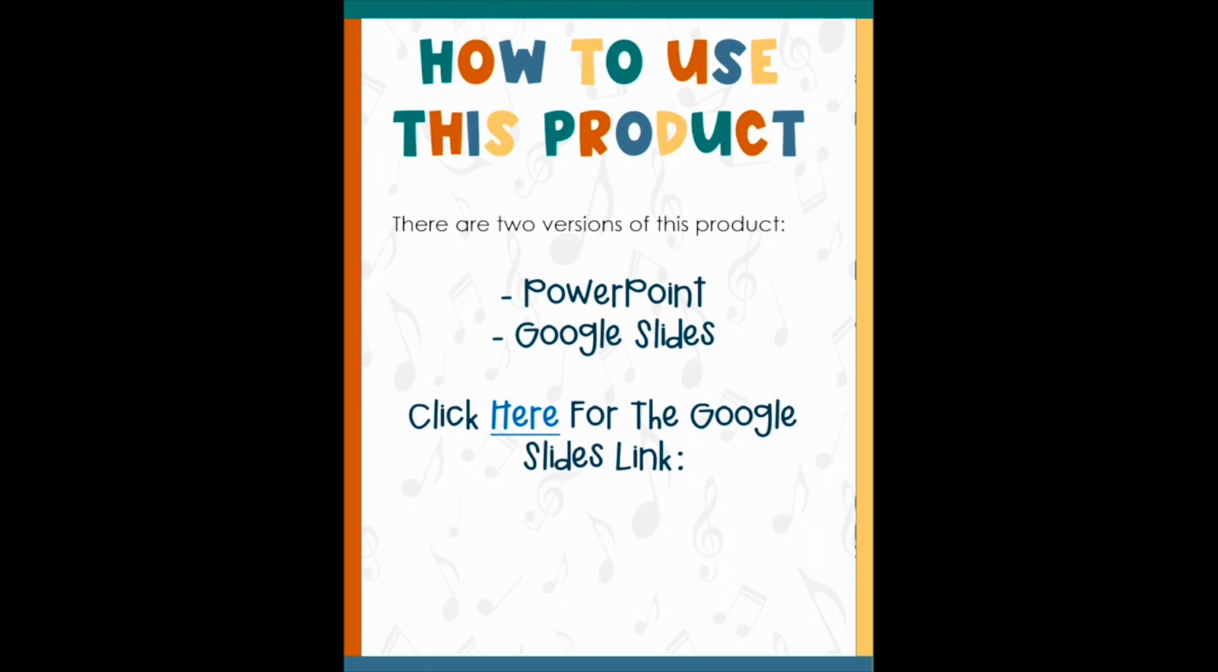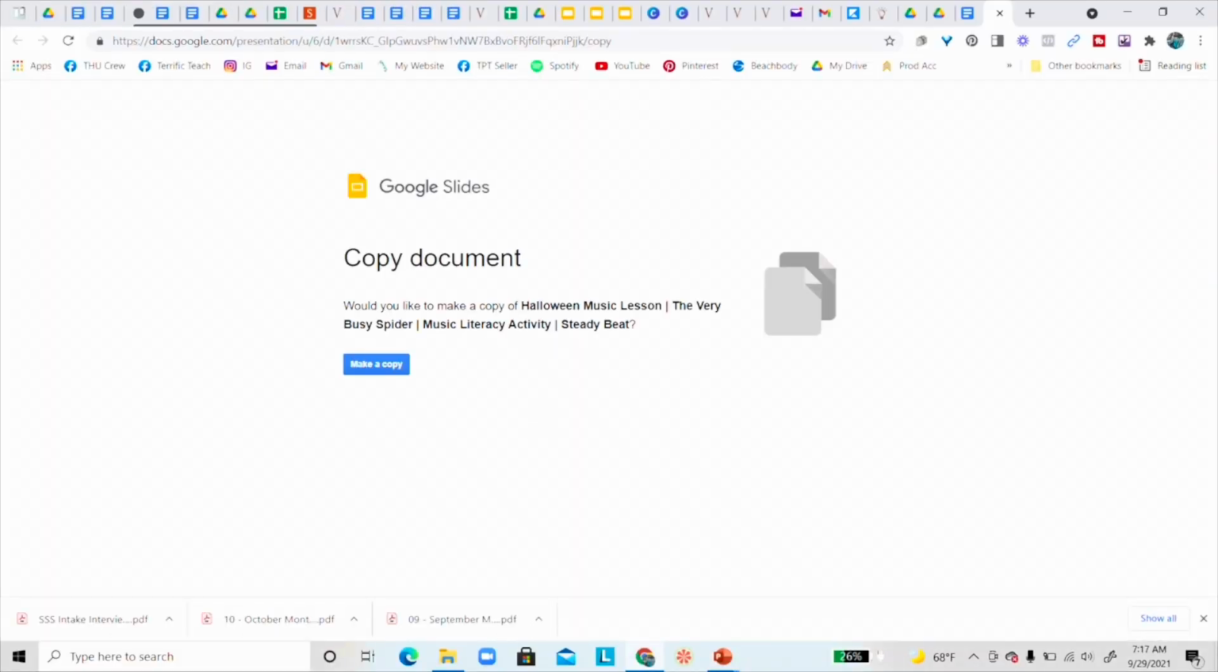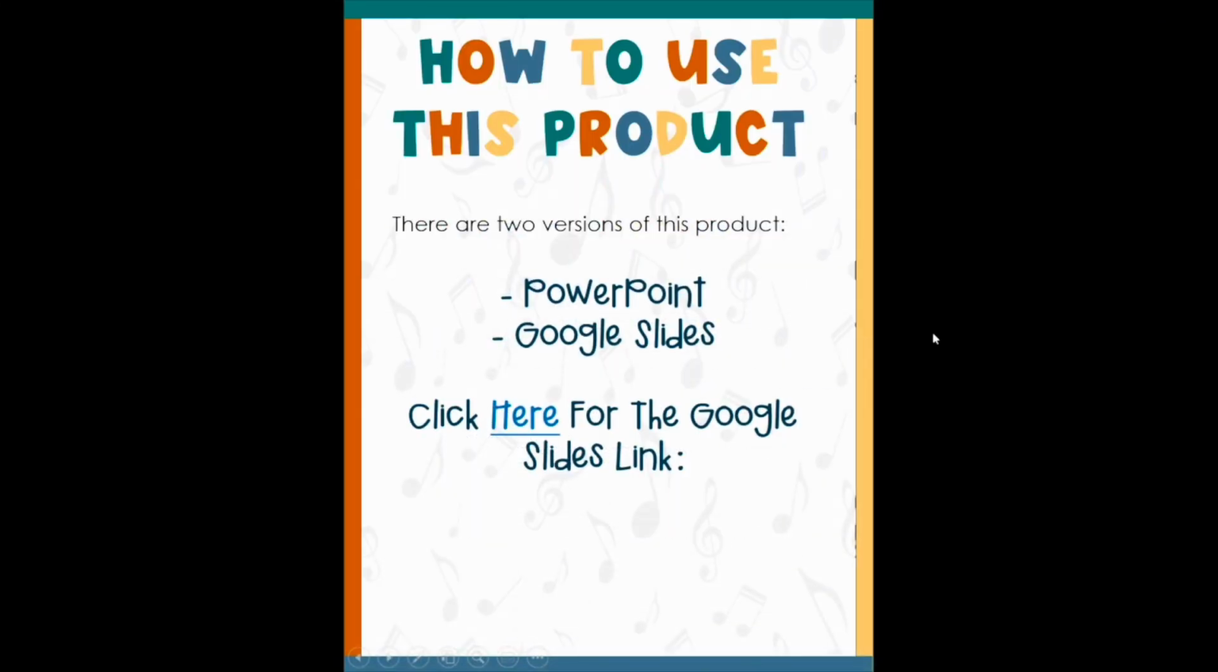However, if I put the product instructions in the README, I'm afraid that people will miss out on that. And so I actually put the product instructions in the product so that there's no missing out on what you need to do with it. But I will have the Google Slides link here, and it'll be a forced copy link. So for example, would you like to make a copy of The Very Busy Spider? No, I would not, because we're not going to actually do that.